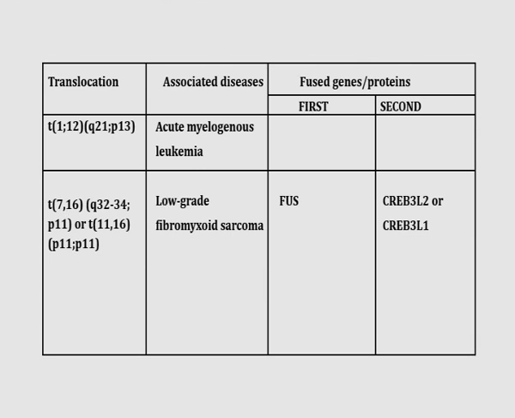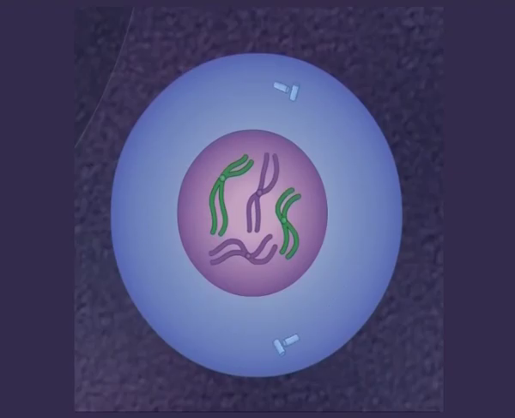And in the last case, t(7;16), q32-34 and p11, or t(11;16) with p11 and p12. The associated disease is low-grade fibromyxoid sarcoma, with the genes involved being FUS and the second being CREB3L2 and CREB3L1. The results of having an unbalanced translocation.